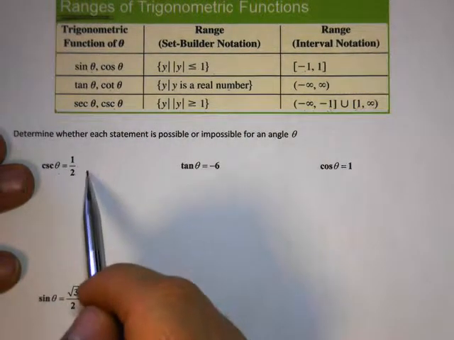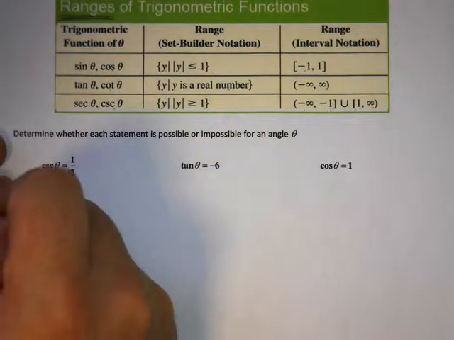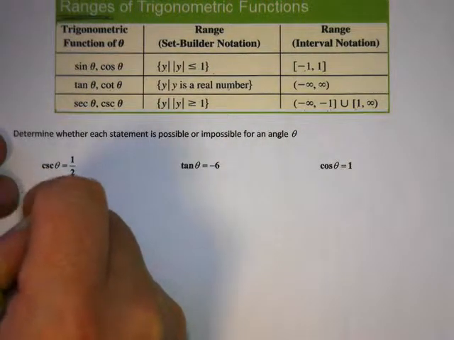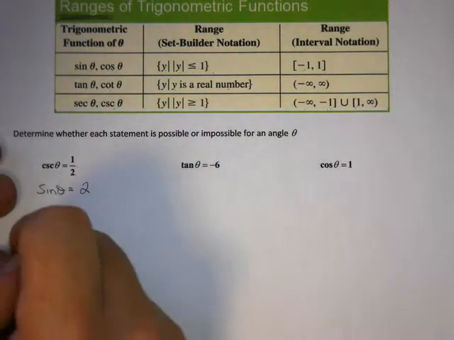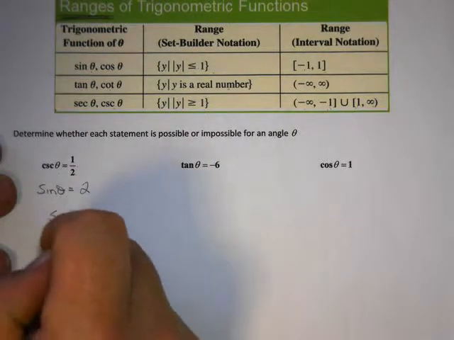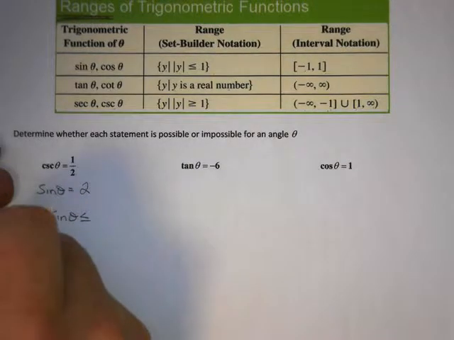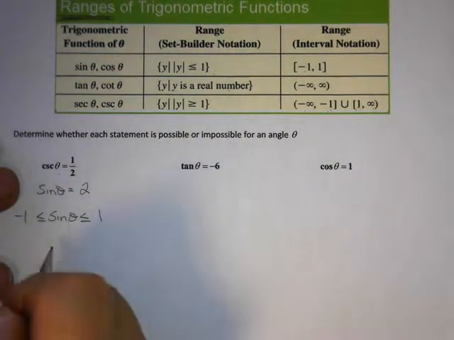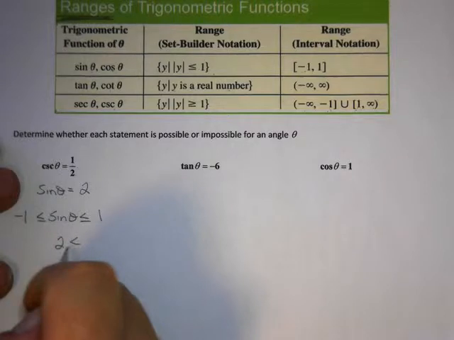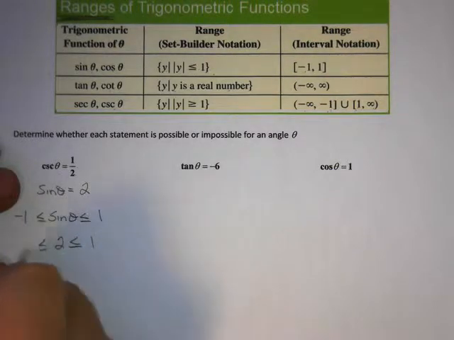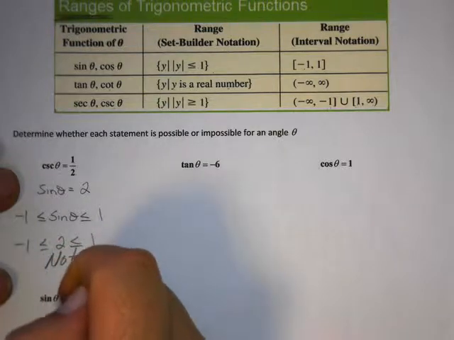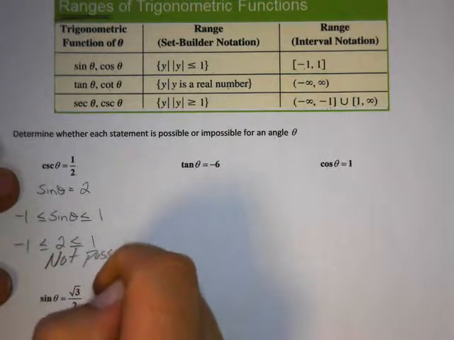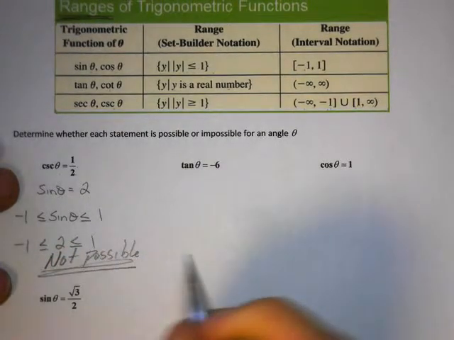If we were to look at sine theta, that's the reciprocal, it's going to be 2. This is saying sine theta is between negative 1 and 1, and 2 is not between negative 1 and 1, so it's not possible. So we could get it from the cosecant, or we could get it from the sine.